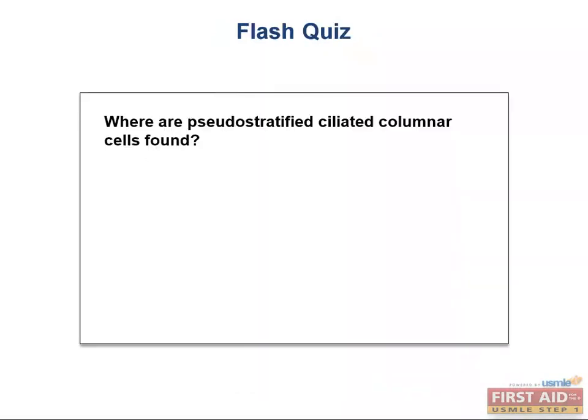Let's have a flash quiz. Where are pseudostratified ciliated columnar cells found? Only in the conducting system, where they're sweeping out dirt and mucus.